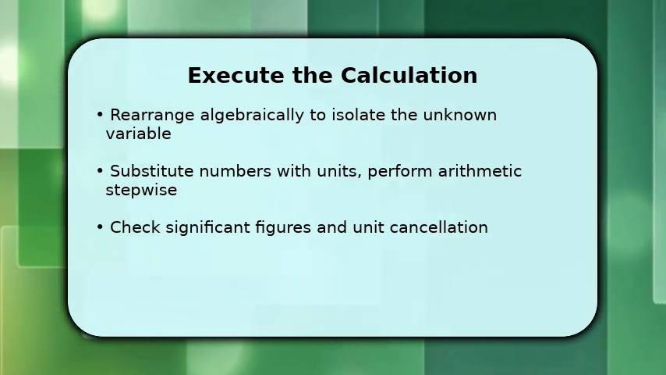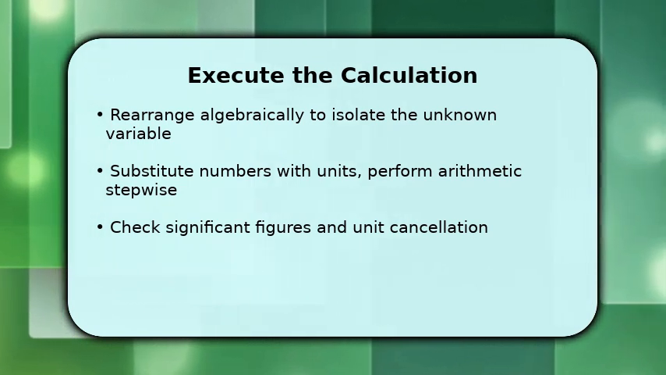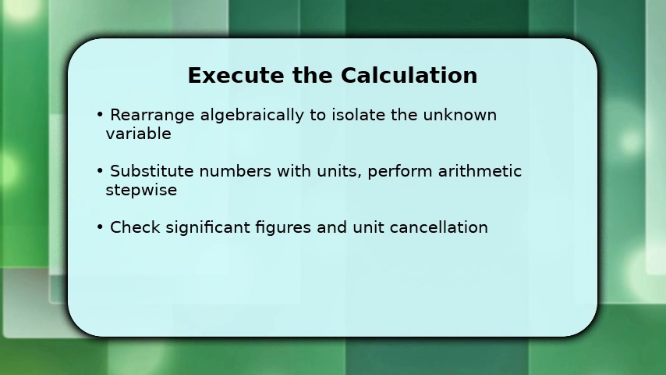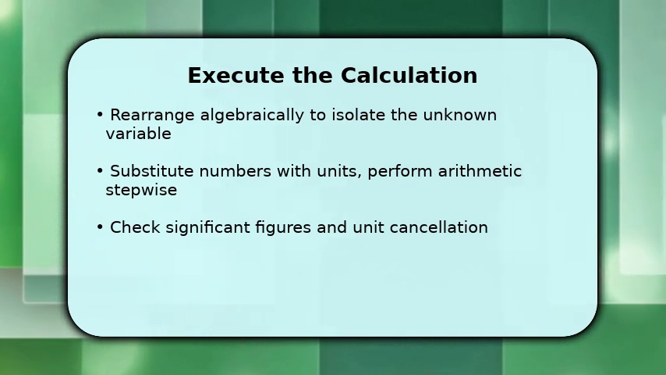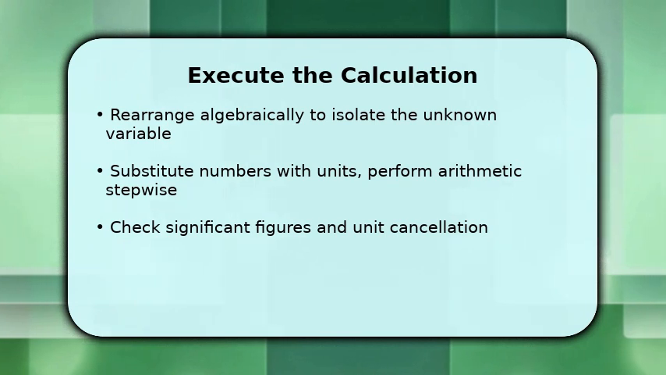Once done, verify unit cancellation produces the expected unit and round using appropriate significant figures. Make sure to track vector directions. If motion is along one axis, maintain positive or negative consistently.